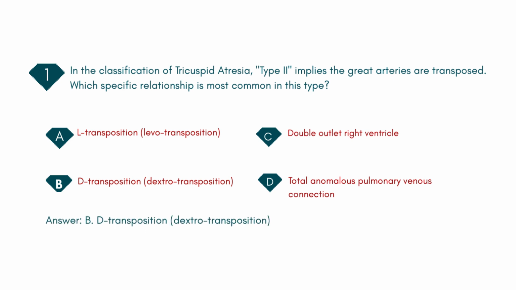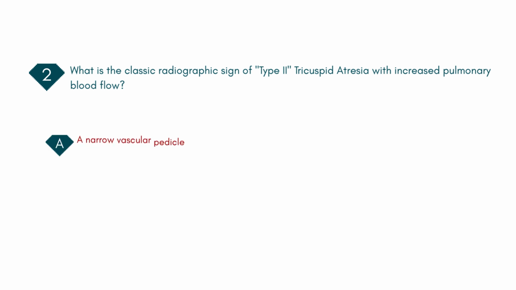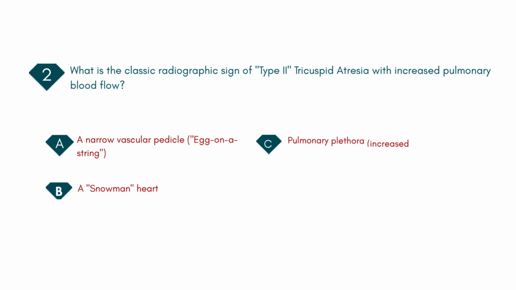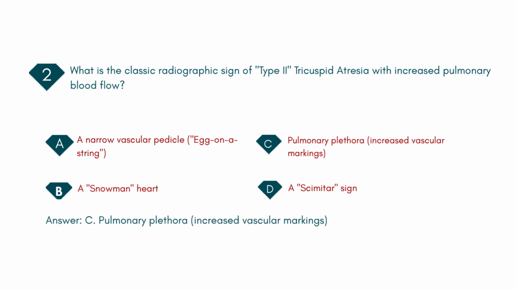Answer, B. D-transposition, dextrotransposition. What is the classic radiographic sign of type 2 tricuspid atresia with increased pulmonary blood flow? A. A narrow vascular pedicle, egg on a string. B. A snowman heart. C. Pulmonary plethora, increased vascular markings. D. A scimitar sign. Answer, C. Pulmonary plethora, increased vascular markings.